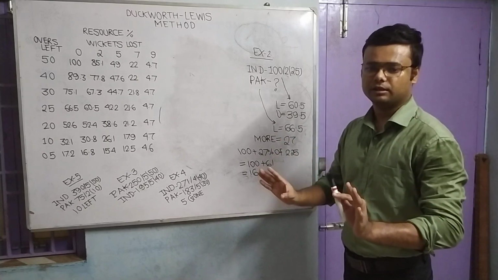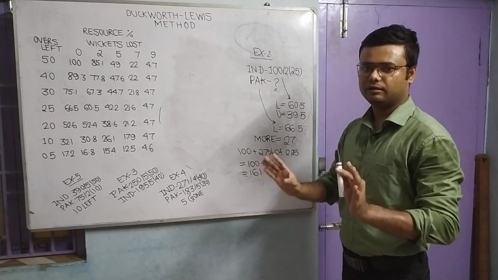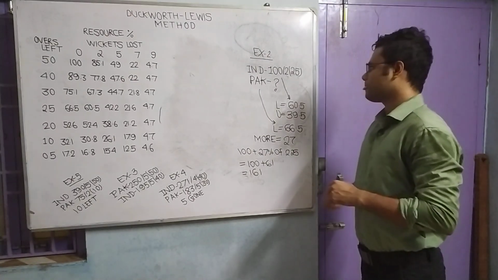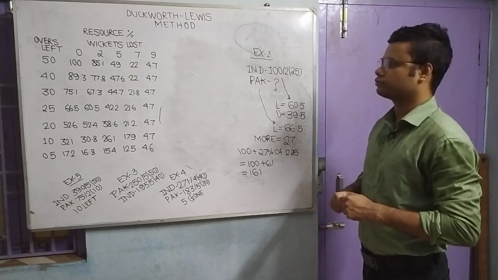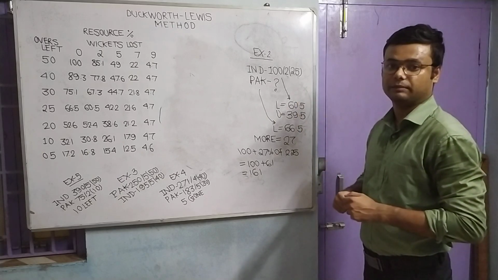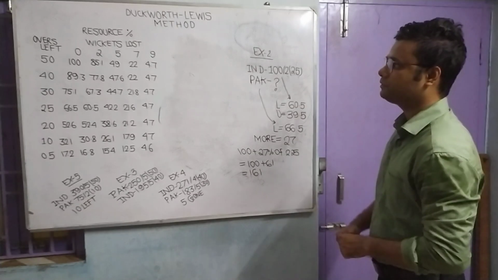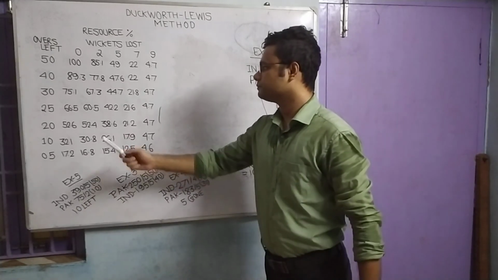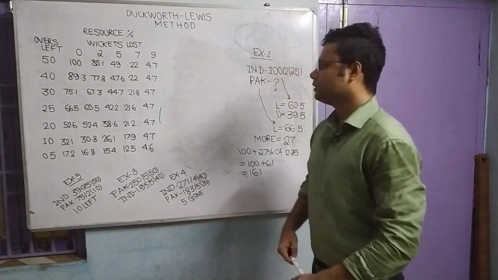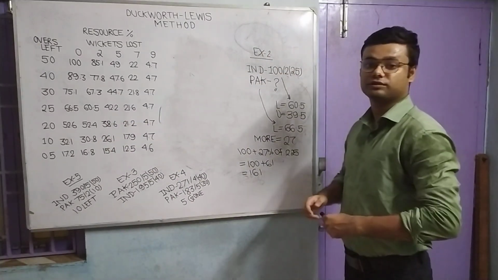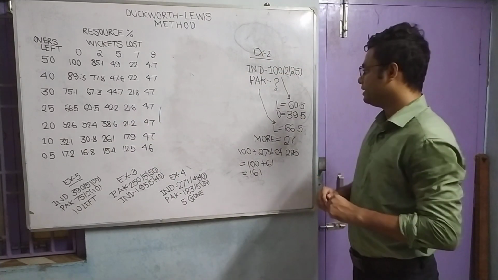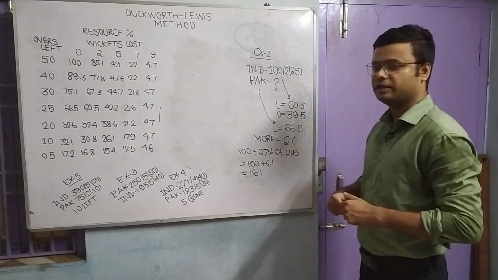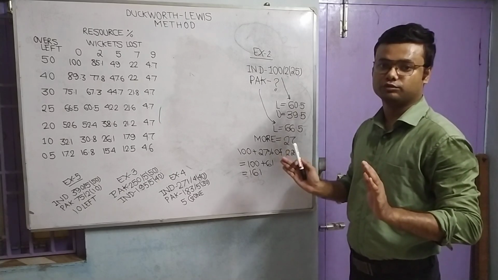So what will be their revised DL target, or Duckworth-Lewis target? India were at 100 for 2 and they have 25 overs left. So with 25 overs left and 2 wickets lost, India will have 60.5% resource left. So they used 100 minus 60.5, that is 39.5% resource they used.